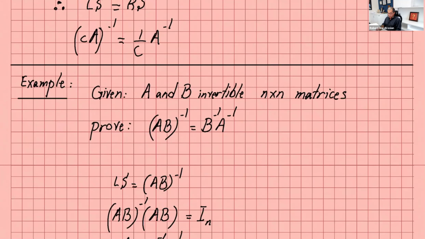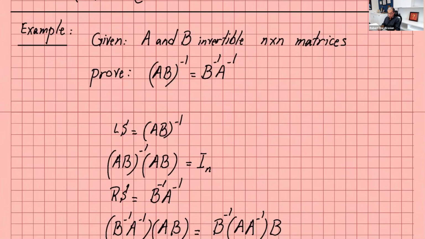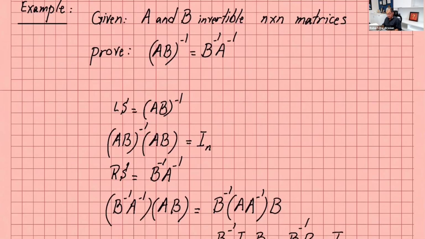Next, AB is invertible. Given that A and B are invertible n by n matrices, we want to prove this theorem right now. So we're going to do the same thing. The left side, we have that, and the right side is that. We take the left side, and the inverse of AB is (AB) inverse. If you multiply (AB) inverse times AB, we know we're going to get the identity matrix.